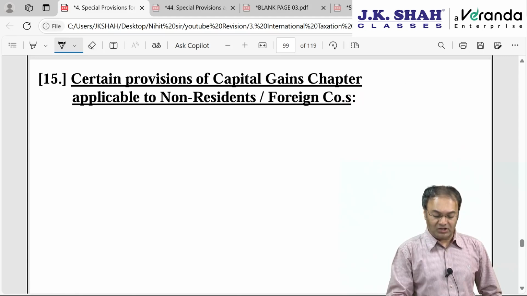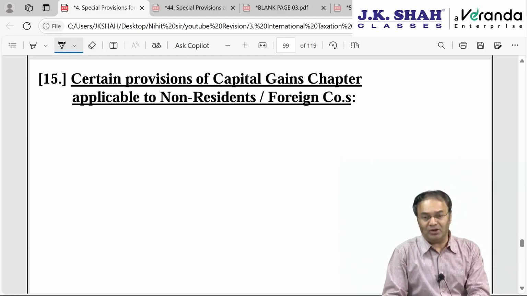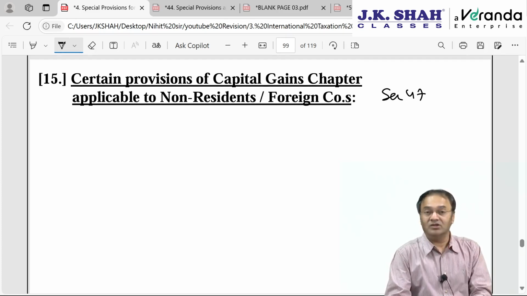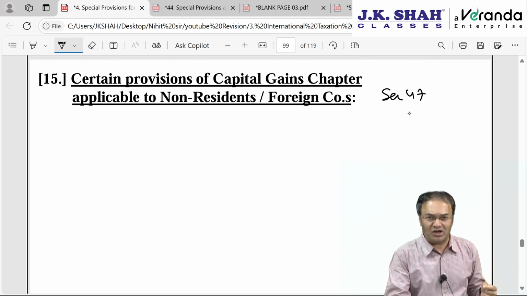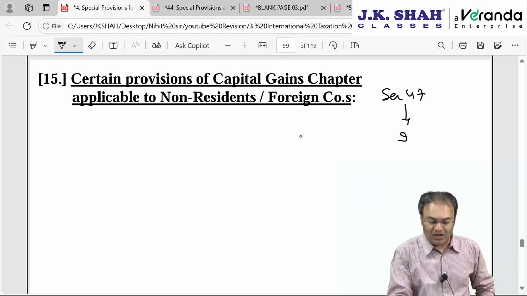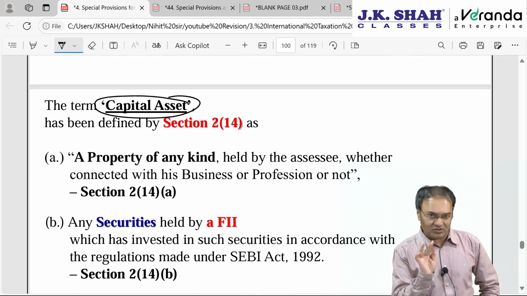Okay. Then some provisions pertaining to the capital gain chapter applicable to non-residents. In the capital gain chapter, there was section 47, certain transactions not regarded as transfer. Out of those around 33 transactions not regarded as transfer covered by various clauses of section 47, here we will be discussing 9 of them. And apart from that, we will be discussing section 2 clause 14, subclause A, B and C, that is the definition of capital asset. First we will be discussing the capital asset definition, which is not all that important.